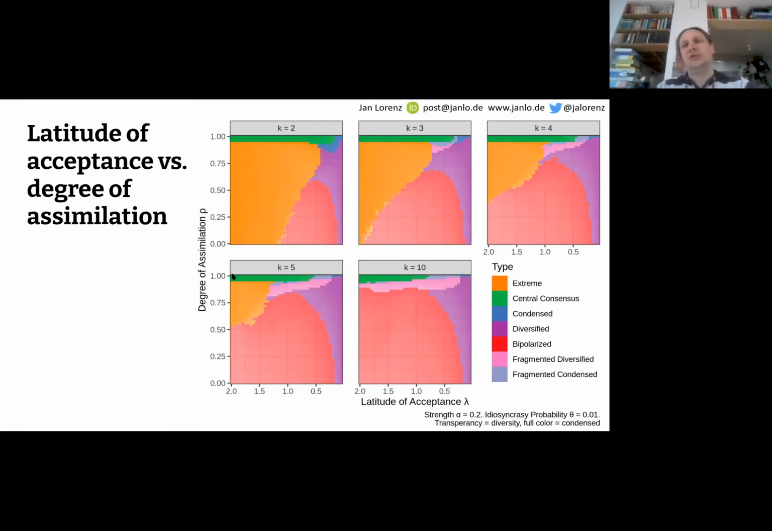But when we have sharper bounds, we always end up in either bipolarization or, when it's assimilation and not contagion, we have these fragmented things. But you again see that assimilation or contagion, at least even in a small amount, quickly dominates and brings the society to just bipolarization. So only when you have fairly close to assimilation, you have these fragmented things we are seeing.